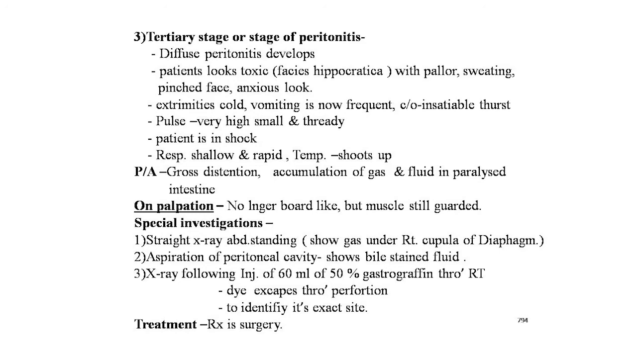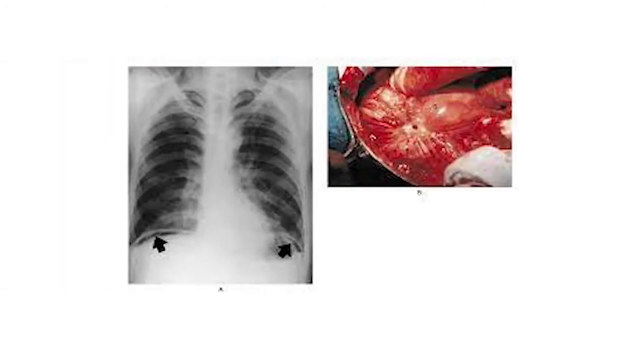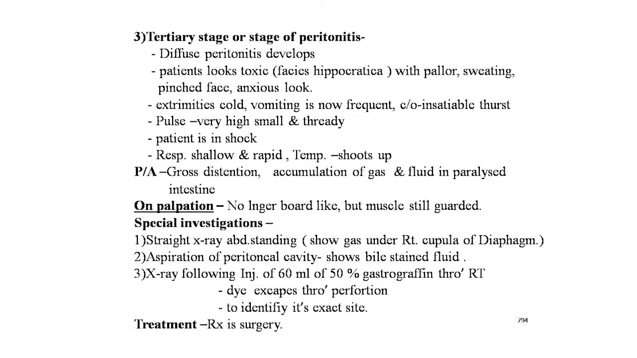Special investigations are to be done. Straight X-ray of the abdomen shows gas under the diaphragm, in the right cupula of the diaphragm. Aspiration of the peritoneal cavity shows bile-stained fluid. X-ray following injection of 60 ml of 50% gastrografin through Ryle's tube: the dye escapes through the perforation to identify its exact site. Treatment, but this will be risky.